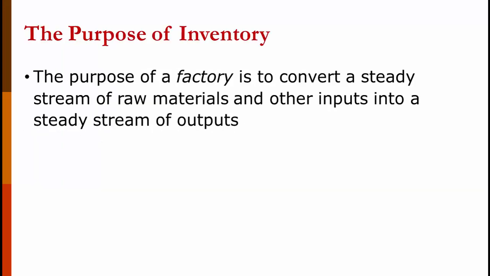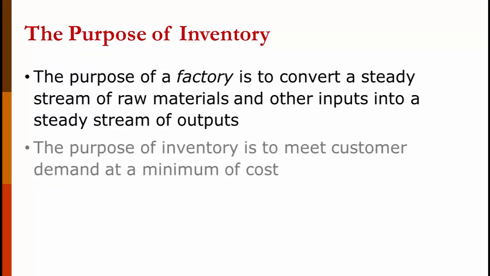The purpose of a factory is to convert a steady stream of raw materials and other inputs into a steady stream of outputs. The purpose of a service is to convert a steady stream of raw materials and labor into a steady stream of outputs. The purpose of inventory is to meet the customer demand at minimum cost. If the customer comes in and wants to buy a Honda, wants to buy a hamburger, we've got to have things in inventory in order to meet that demand. We also want to carry that inventory at a minimum cost, as we'll talk about in the inventory models tutorials.